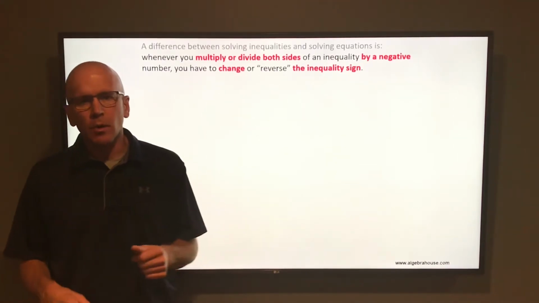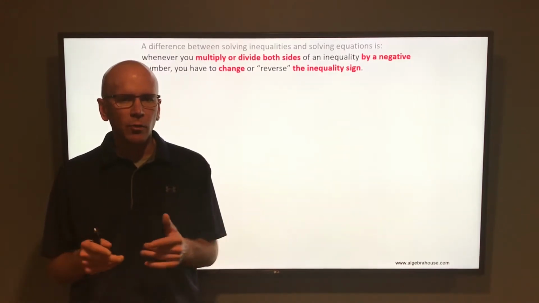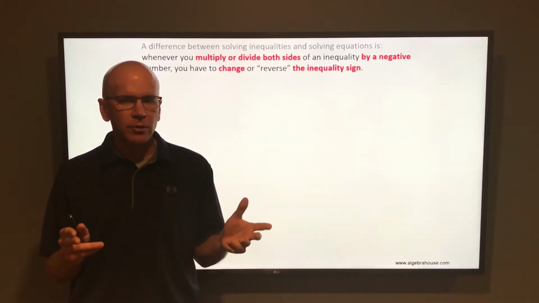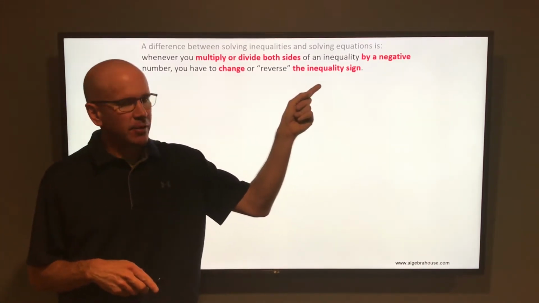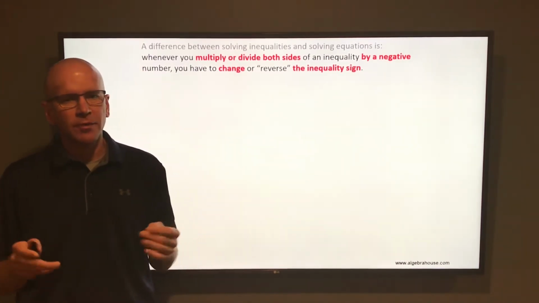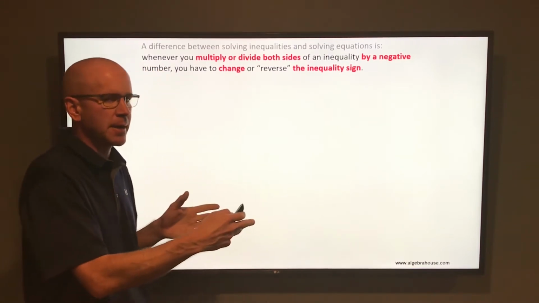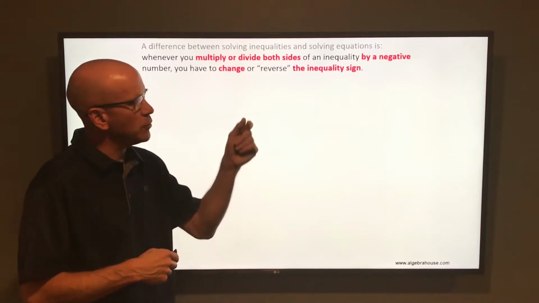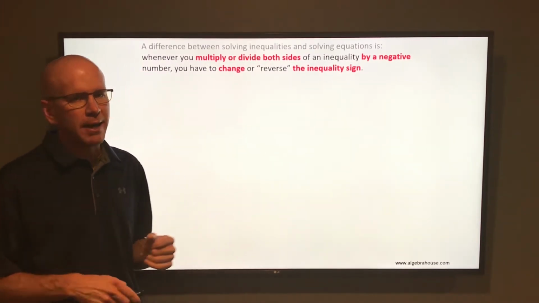When you're solving inequalities, you solve them the same way you solve equations except for one small rule. That is, whenever you multiply or divide both sides of the inequality by a negative number, you have to change, or reverse, or flip the direction of the inequality sign. So if it was less than, it becomes greater than. That's when you multiply or divide both sides of the inequality by a negative number.